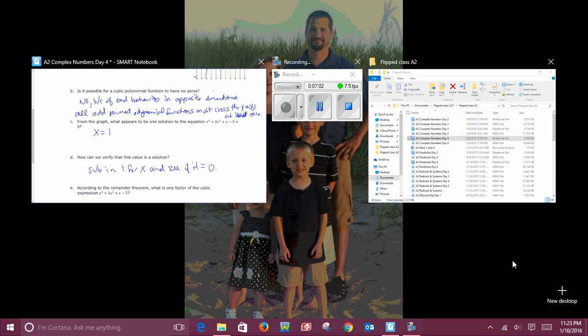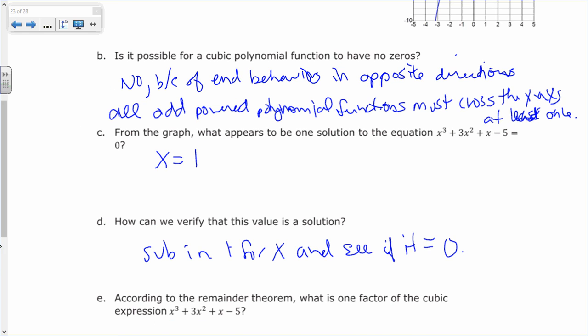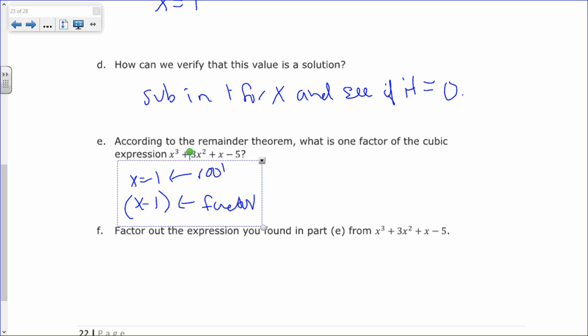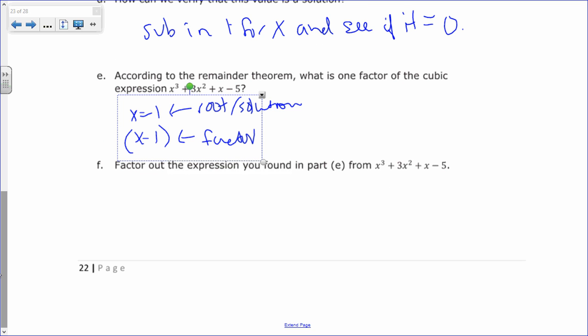So, according to the remainder theorem, which is what I just described in part D, what is one factor of the cubic expression? Well, if x equals 1 is my root, then x minus 1 is my factor, or solution. Factor out the expression you found in part E from that.